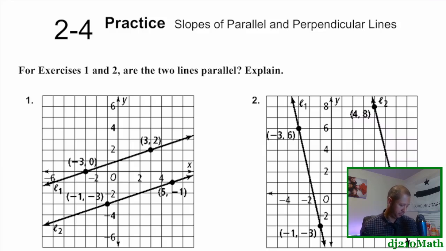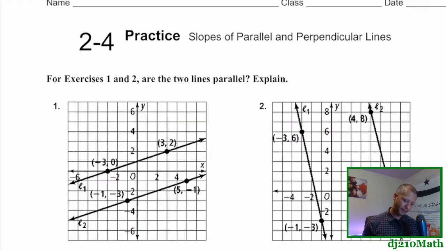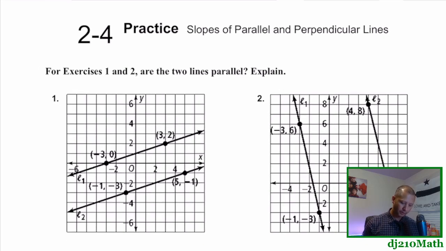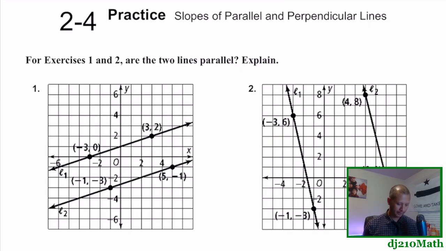All right, let's knock out some geometry homework. So, 2.4, slopes of parallel and perpendicular lines. All right, for exercises 1 and 2, are the two lines parallel? Explain.